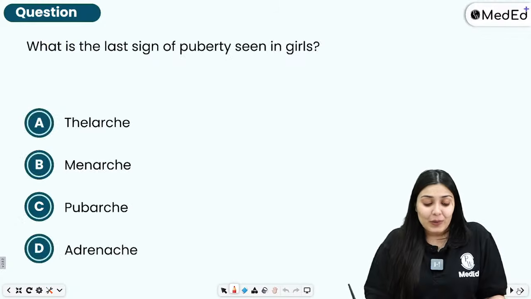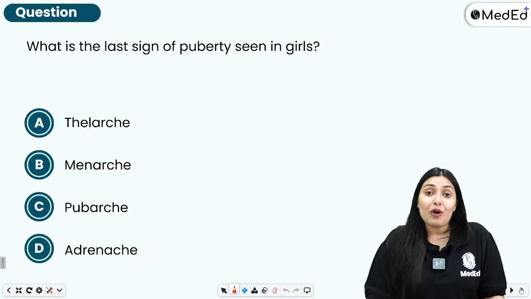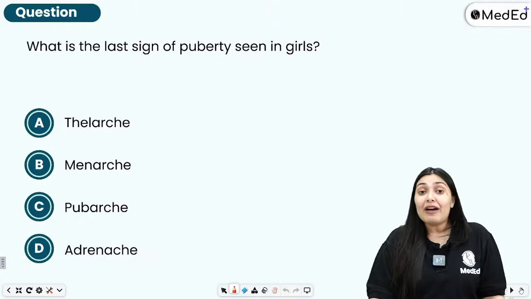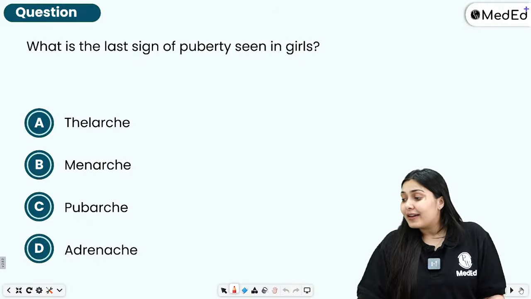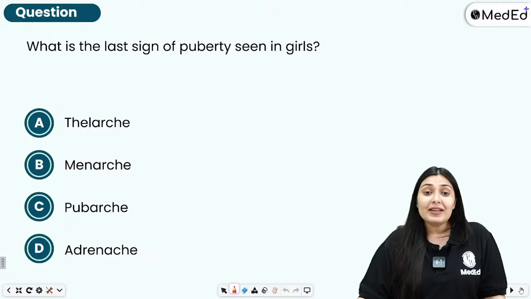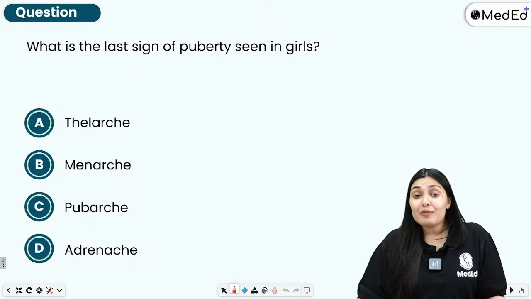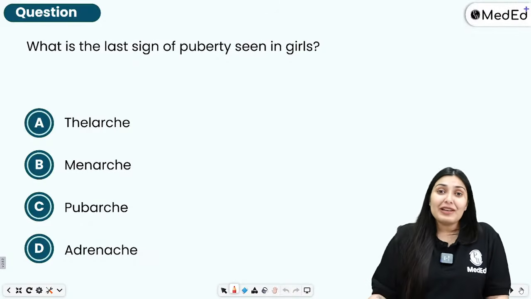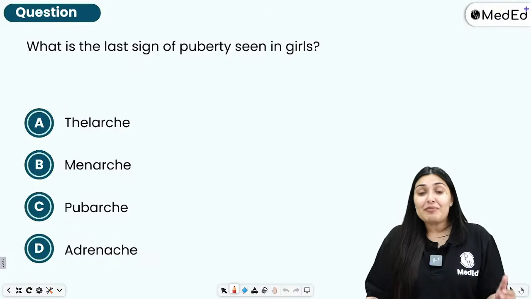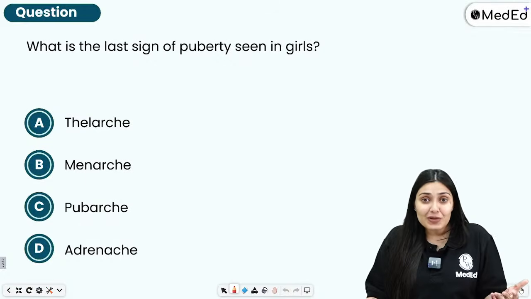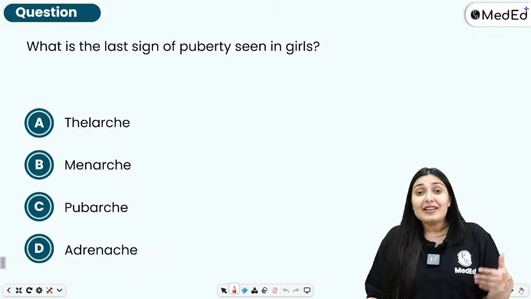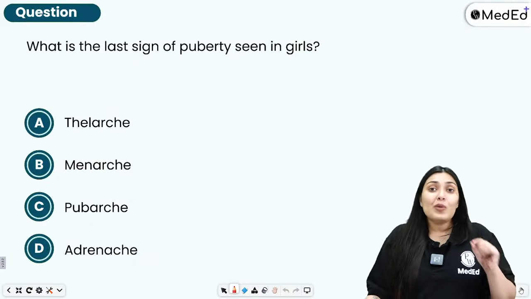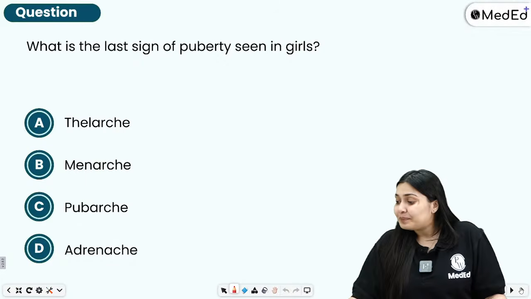Moving down to the next question. What is the last sign of puberty that is seen in girls? We have options as thelarche, menarche, pubarche, adrenarche. So what is the sequence of puberty? What is puberty? Firstly, tell me. Puberty is nothing but appearance of secondary sexual characters, and thelarche, menarche, pubarche, adrenarche are these secondary sexual characters. Sequence is what they are fond of asking in the exam.